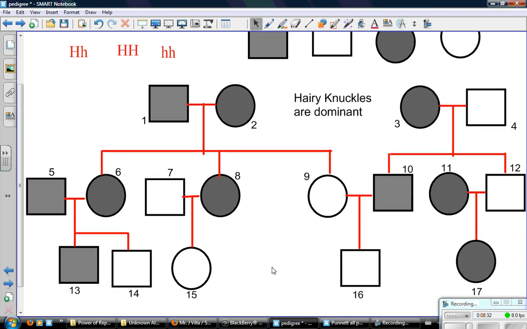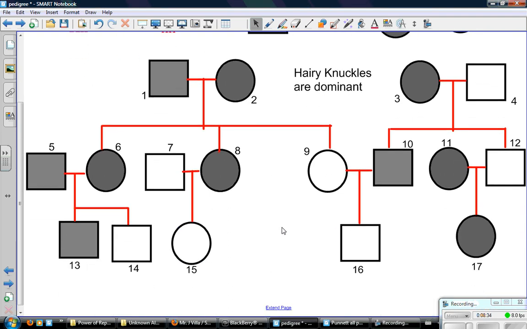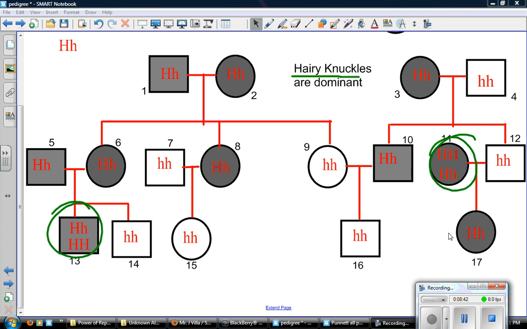There are 17 people in this family tree, so you need to determine everything you can about them. So here are the answers. Person number 11 and person number 13 are the only two that you're unable to determine the genotype for. We know they have the dominant gene, but we don't know if they're homozygous dominant or heterozygous. This concludes today's lesson.